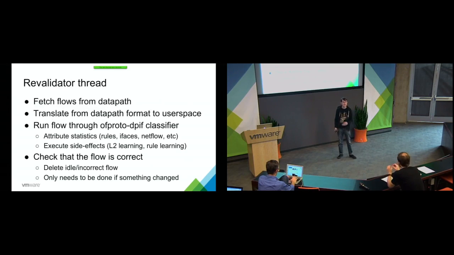The process is that we fetch flows from the Datapath. We translate from that Datapath flow format into a user space flow format and run it through a classifier. This allows us to attribute statistics to different rules, different interfaces, things like NetFlow. There are other areas as well. We can also, this is how we implement L2 learning, things like rule learning. And lastly, we need to check that the flow is correct.